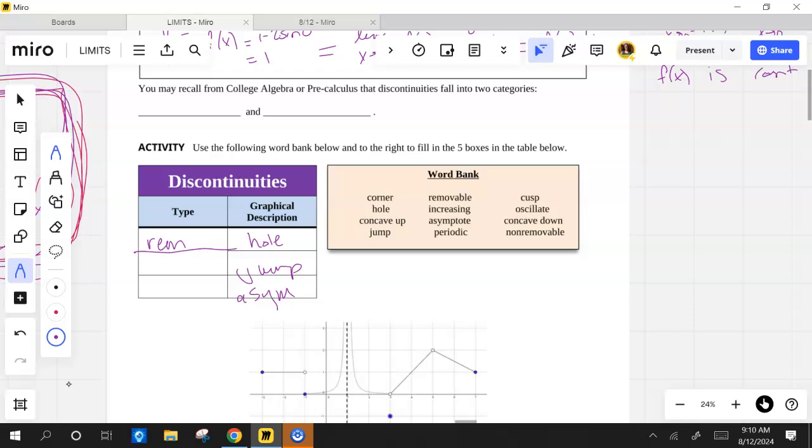How about a jump? Non-removable. How about an asymptote? Infinite. The point is you can fix a hole. You can't fix an asymptote or a jump. Removable means I can take it out, I can plug the hole, I can fix the discontinuity. I can't fix the discontinuity on a jump or an asymptote.